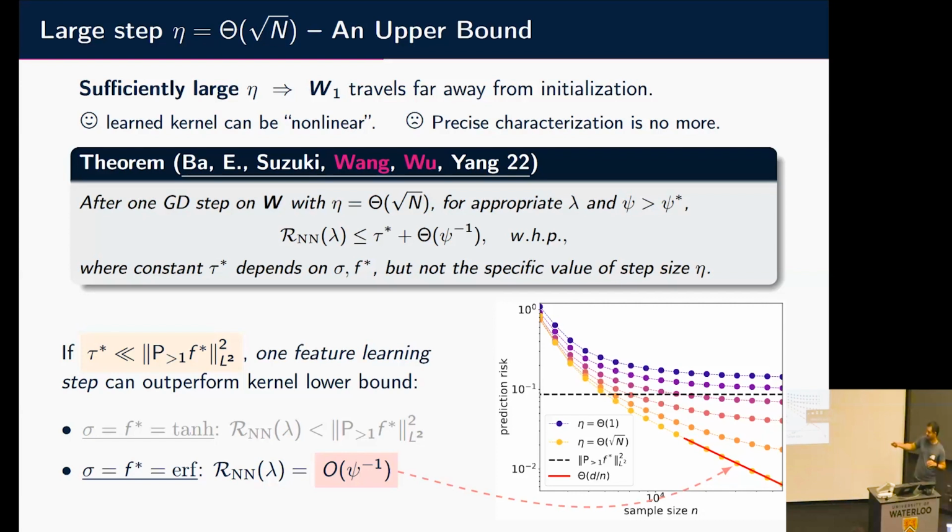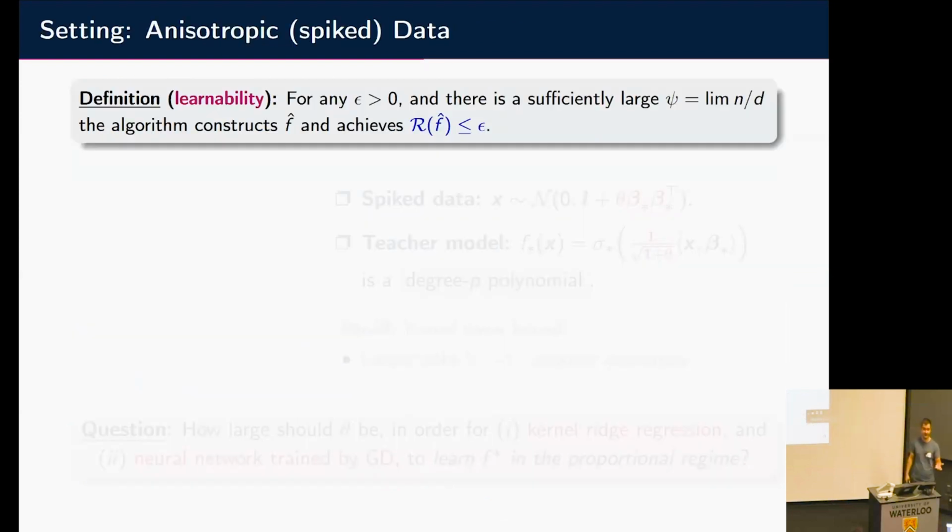Looking at this plot, this shows me that the prediction risk is going to 0 with a rate of 1 over psi. So this suggests a learnability definition. Here's the learnability definition that I would like to use. Basically, if I increase this parameter psi, can I make the risk arbitrarily small? That's my learnability definition. With a larger sample size, can I make this risk small?